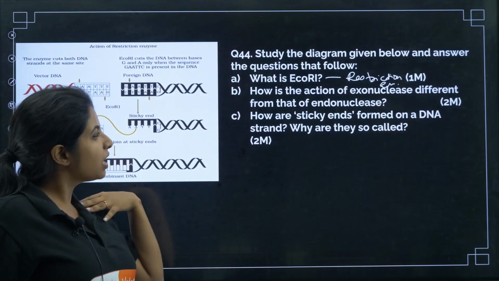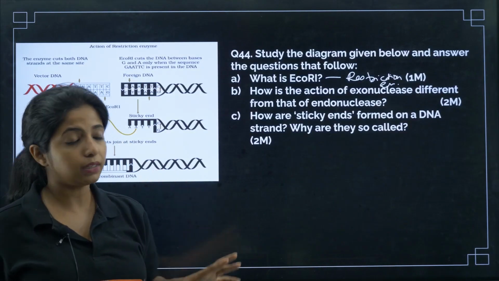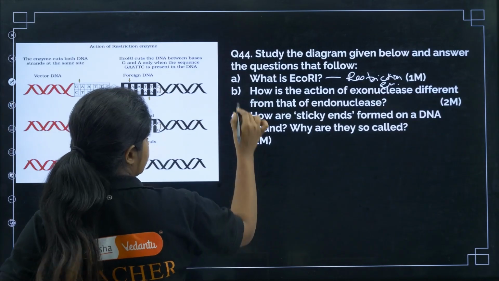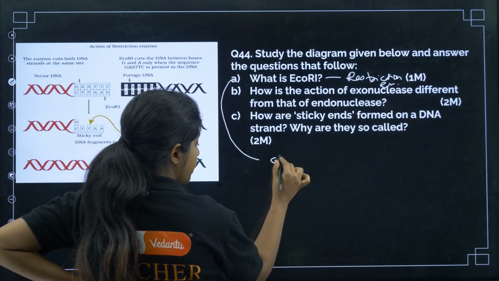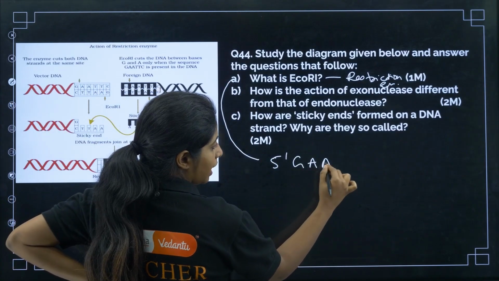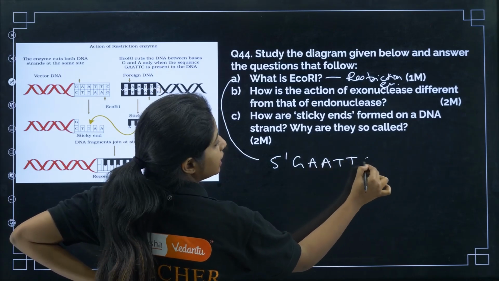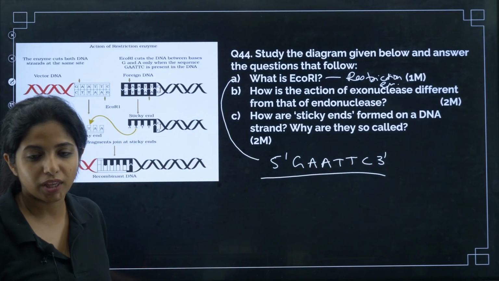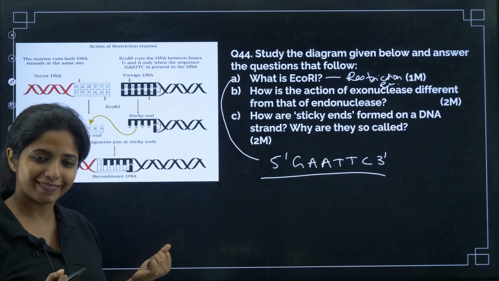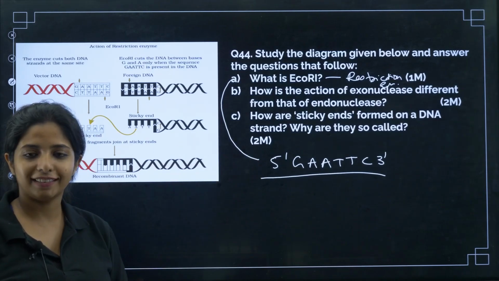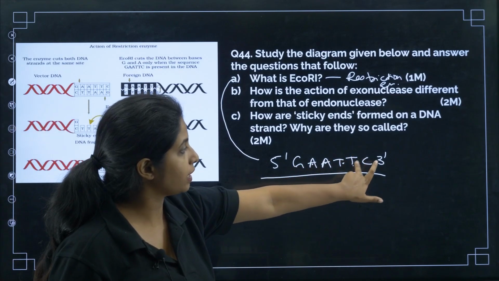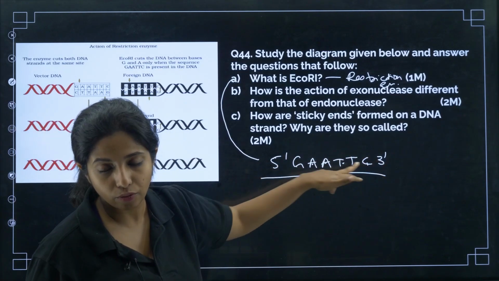Now, over here, how is the action? So you have to remember the site. What is the site? 5'-GAATTC-3'. You can remember it like that. GAATTC. That's the best way to remember. So remember, 1, 2, 3, 4, 5, 6 nucleotides are there over here.